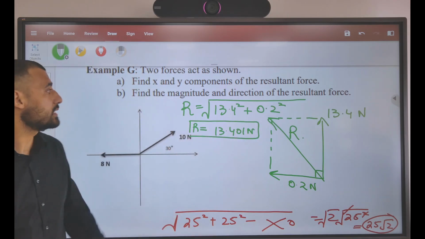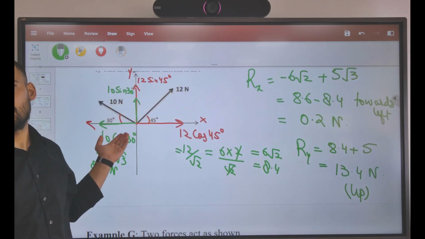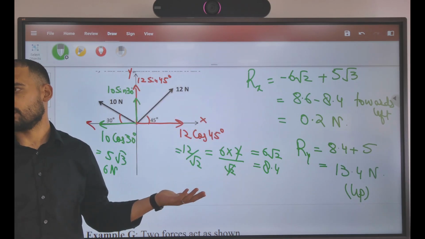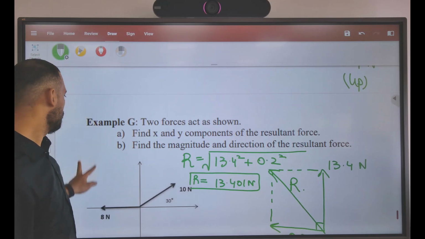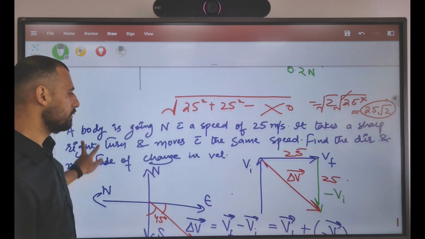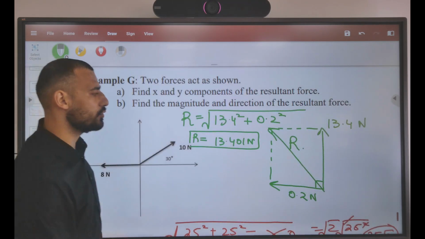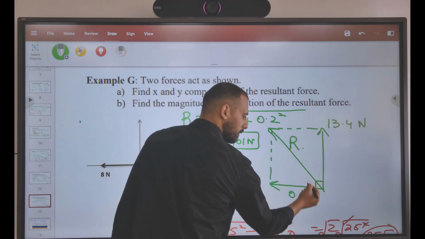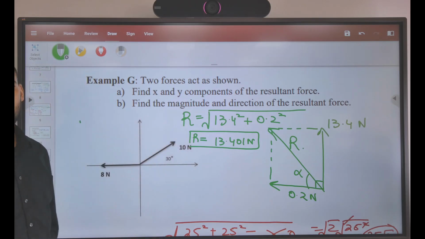Now the question is, see, the two forces were what? One was 12 and one was 10. So the answer is 13 point something. And what about the direction? Where do you think this force will be directed? So we have to find the angle, isn't it? So let this be alpha. Is that fine? We try to find alpha.